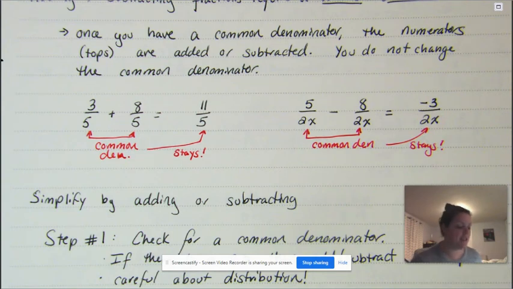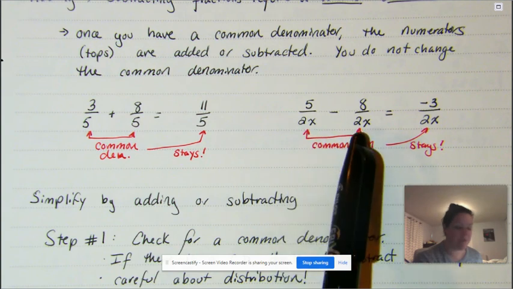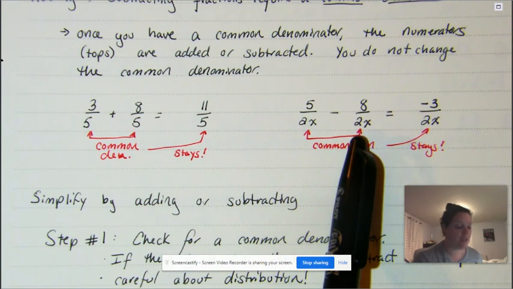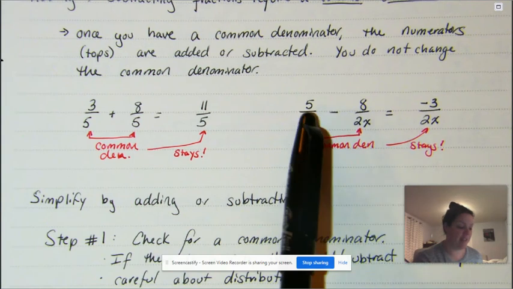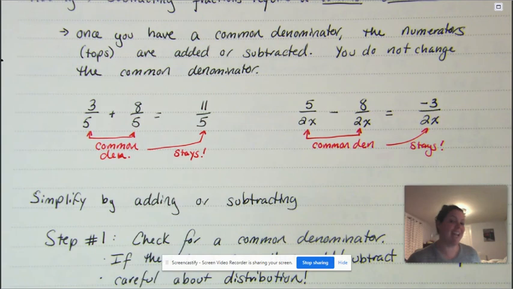Same thing in the next example that's already written out. We have 5 over 2x and an 8 over 2x. Those are already common denominators. So what we're going to do is just combine the numerators. 5 take away 8 would be -3. And that common denominator is going to stay a 2x when you actually combine the two fractions together. So once you find the common denominator, you're going to keep it.